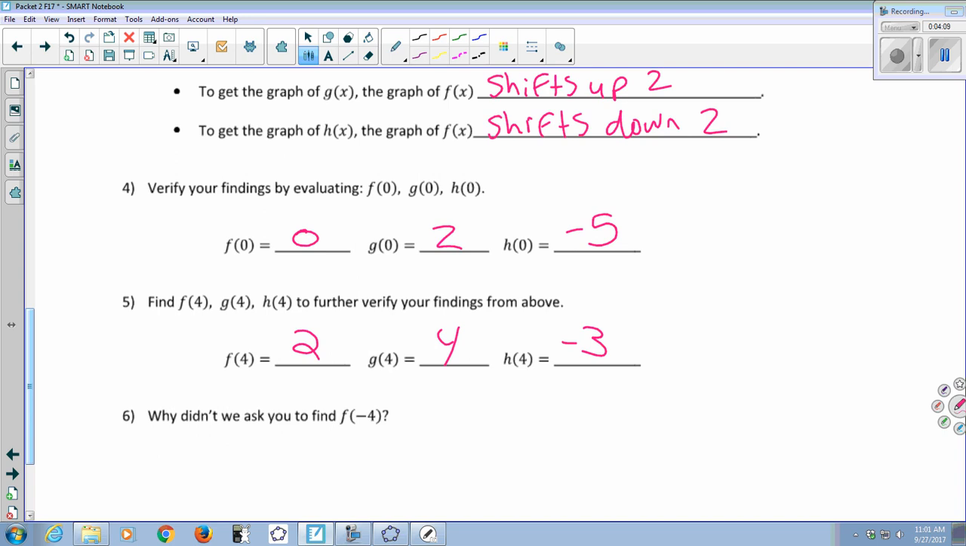And I didn't ask you to find f of negative 4, because f of negative 4 would be the square root of negative 4, which when we're graphing is undefined, right? It's actually 2i, but there's no i axis. These are both real axes in this case.